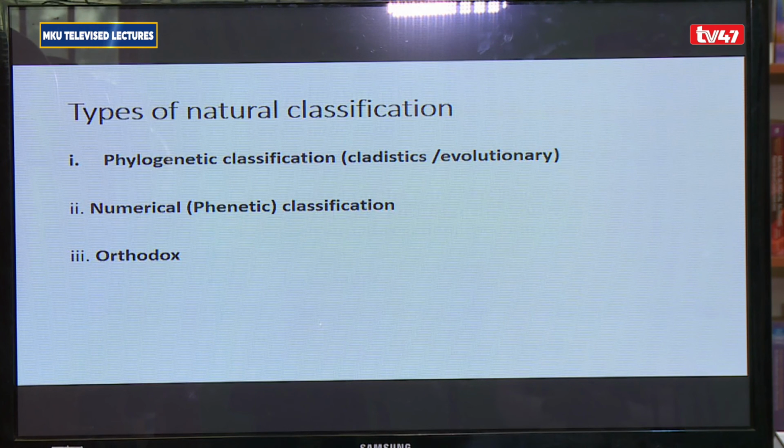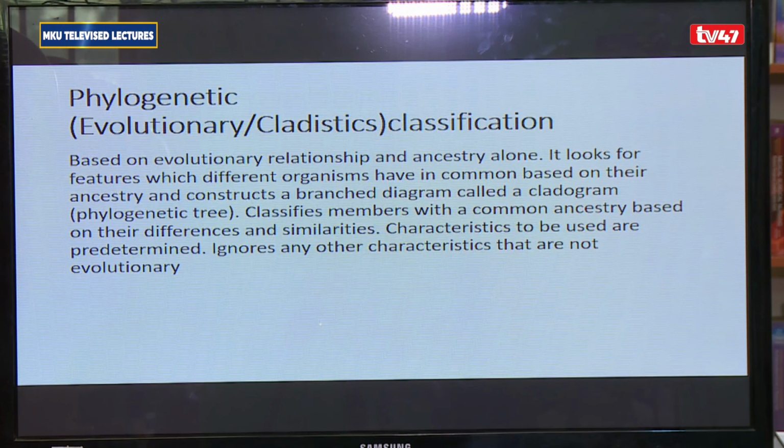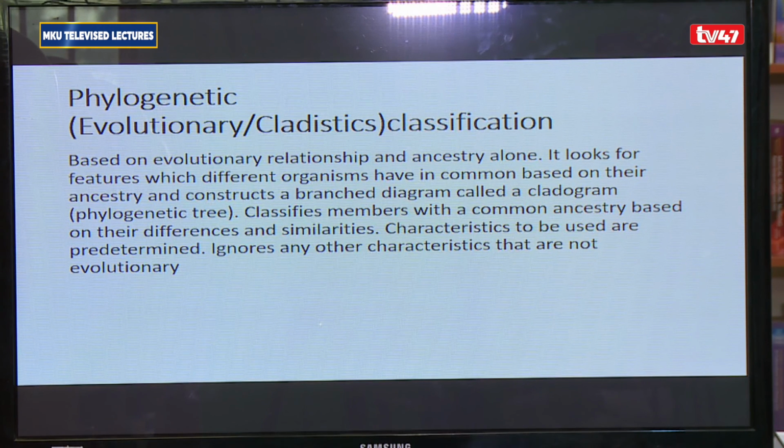We have got three types of natural classification. Number one, phylogenetic classification, also referred to as evolutionary classification or cladistics. Two, numerical classification, also referred to as phonetic classification. And the third one is orthodox classification. To differentiate the three: phylogenetic is where we classify organisms based on evolutionary relationships alone. One looks at organisms that are from the same ancestor, and based on their similarities and differences, puts them into groups.